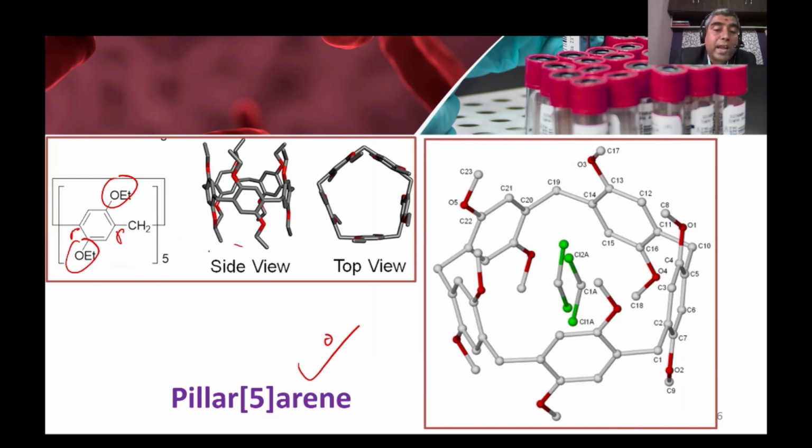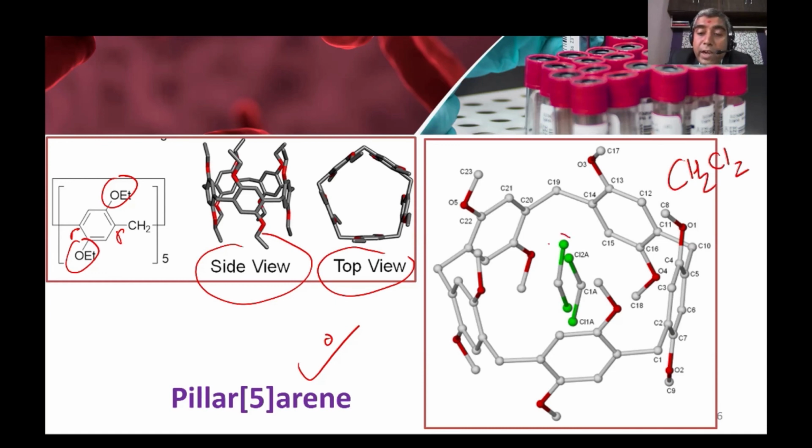This is a side view of the compound. This is a top view of the compound, and this crystal structure was developed by our research group. We can see that in the cavity of this pillar[5]arene, two CH2Cl2 dichloromethane molecules were trapped during the crystallization process.